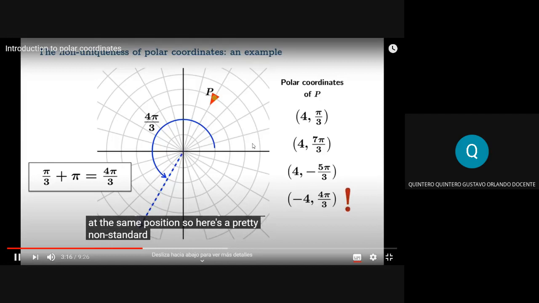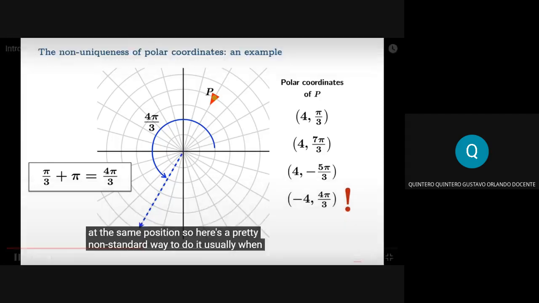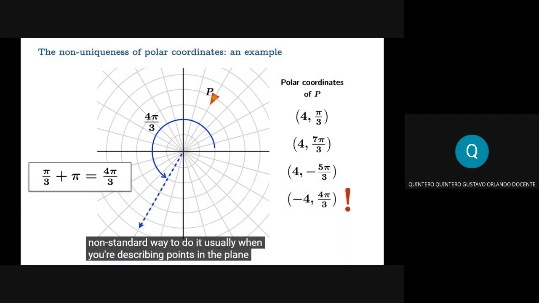So here's a pretty non-standard way to do it. Usually, when you're describing points in the plane using polar coordinates, you try to use a positive value of r. But it's important to interpret what happens when r is negative, because you will often have to do so when you're dealing with polar equations. So this is yet another way to describe the very same point in the plane.